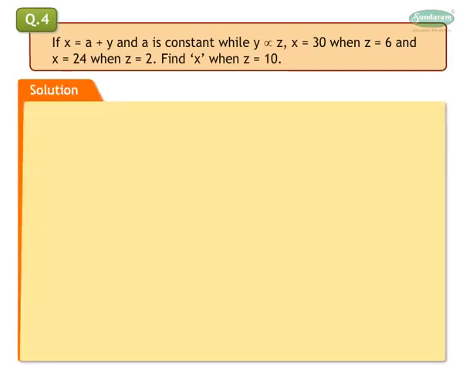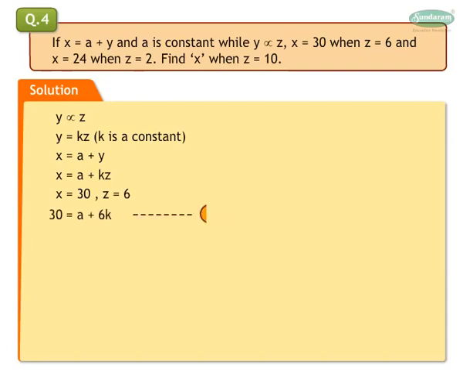Solution. We first write the variation for Y and Z as Y varies directly as Z. We get Y is equal to K into Z, where K is a constant. We now substitute for Y in the equation X is equal to A plus Y. We get X is equal to A plus KZ. Substitute X is equal to 30 and Z is equal to 6.